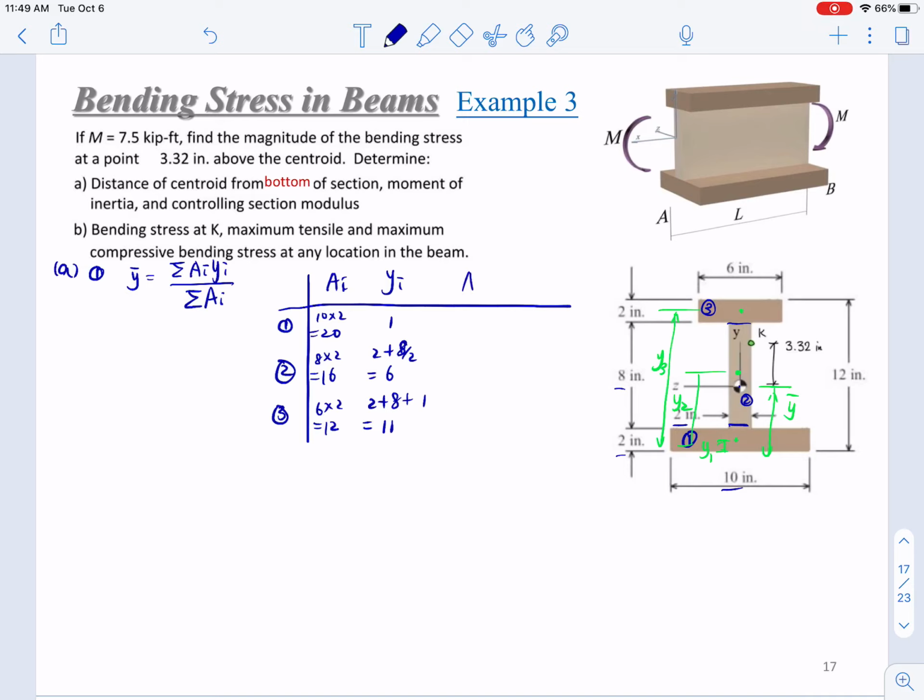Then we can calculate A_i y_i. Here we get 20, here we get 96, and the bottom is just 12 times 11, 132. Then we sum here, you will get 48, and here you will have 248. So the y bar here equals 248 over 48, which gives 5.17 inch.